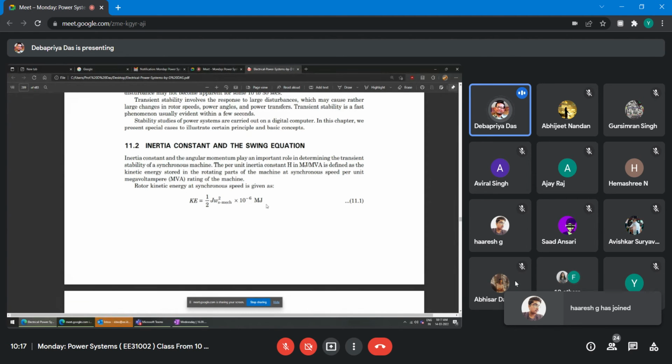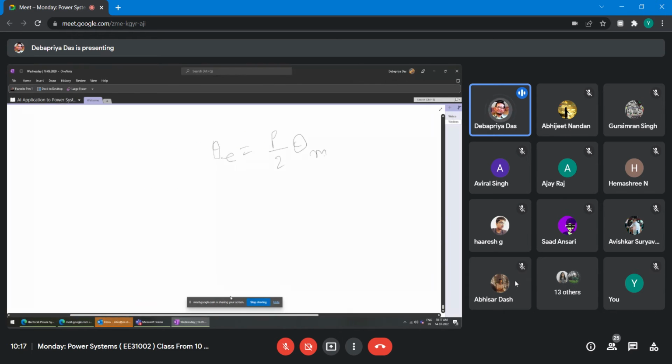That's why I'm telling you that inertia constant and angular momentum play an important role in determining the transient stability of a synchronous machine, right? Physics you have studied, inertia constant, moment of inertia, everything. So the per unit inertia constant H is in megajoule per MVA, right? When we write the unit inertia constant H in electrical engineering, if it is megajoule per MVA, right?